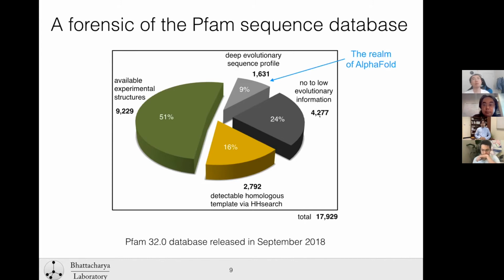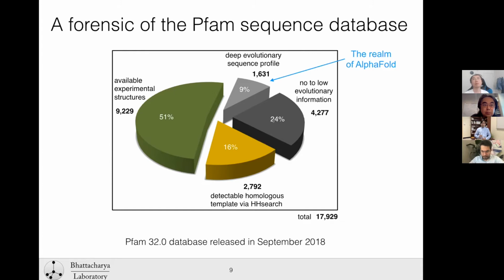The second point is we see that there is a lot of variability in terms of the information. For example, for this 16% of the families for which a detectable homologous template is available, we can predict the structures rather accurately, like I said before. On the other hand, for these 24% families, where there is no or low evolutionary information, the accuracy of structure modeling is actually very low.